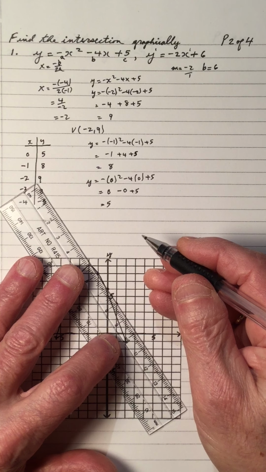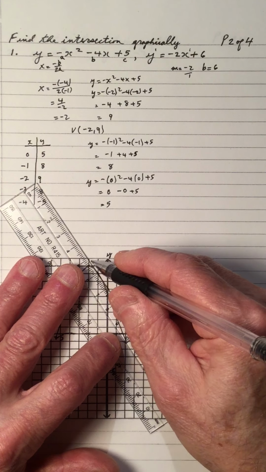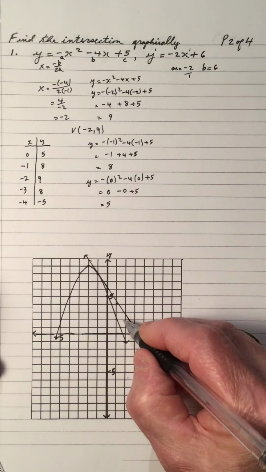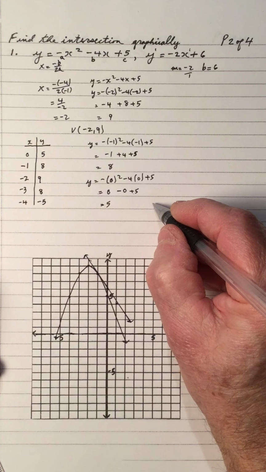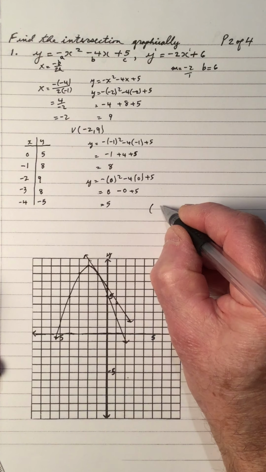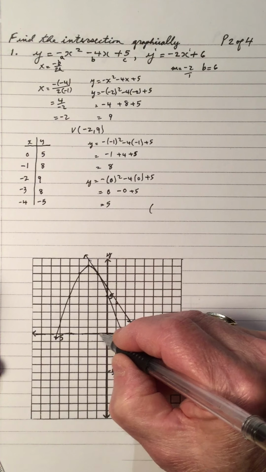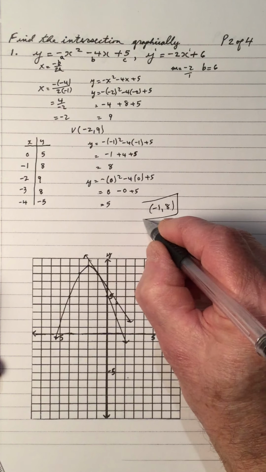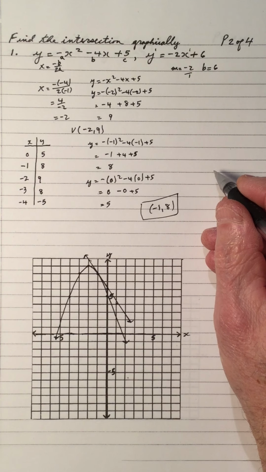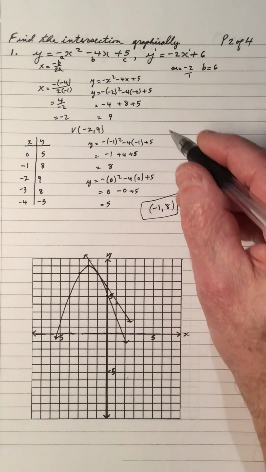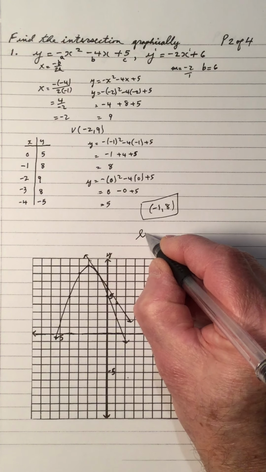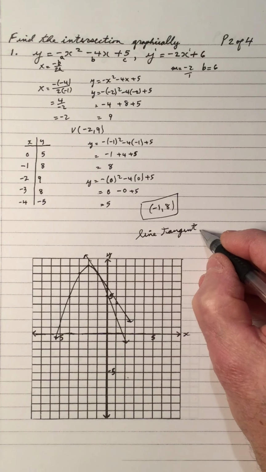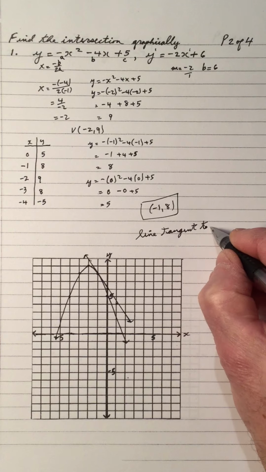And you can see there's the line, and you notice it is touching at 1 point. So graphically, the point of intersection is this point, which is x is negative 1, y is 8. (-1, 8) is the point of intersection of the parabola and the line. And that means that the line is tangent because it touches the curve. So the line is tangent to the parabola.